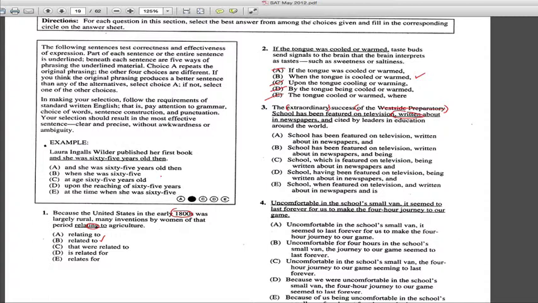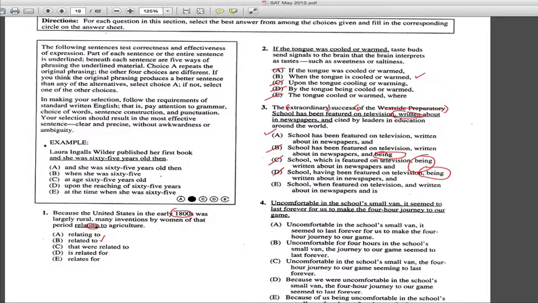Right away, when I see options C and D, they use "being", and I consider "being" to be wrong 99.99% or 97% of the time. "Being" is always wrong here. We cancel that off, leaving me with A and E. Let's insert E and see if it makes sense. The success of Blah School, when featured on television and written about in newspapers, is cited by leaders in education around the world. This actually makes sense. I suppose it's A.